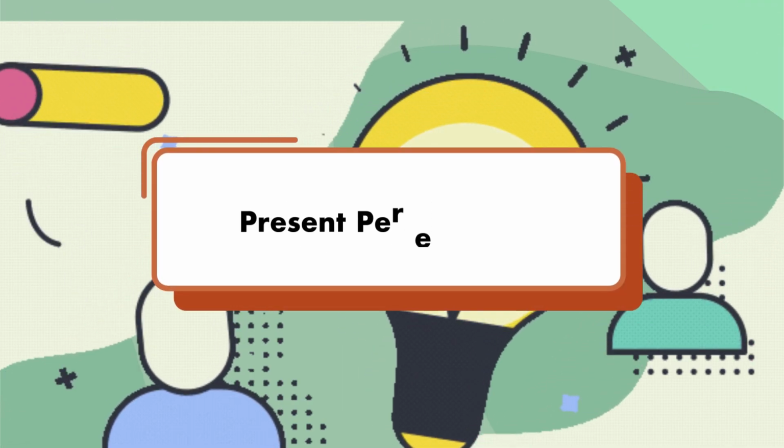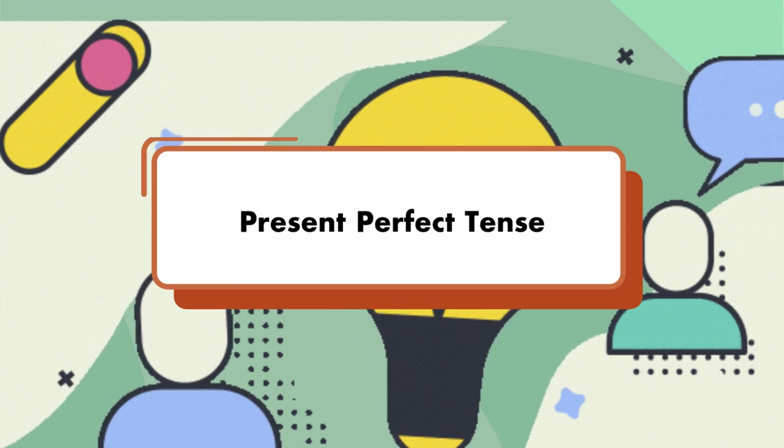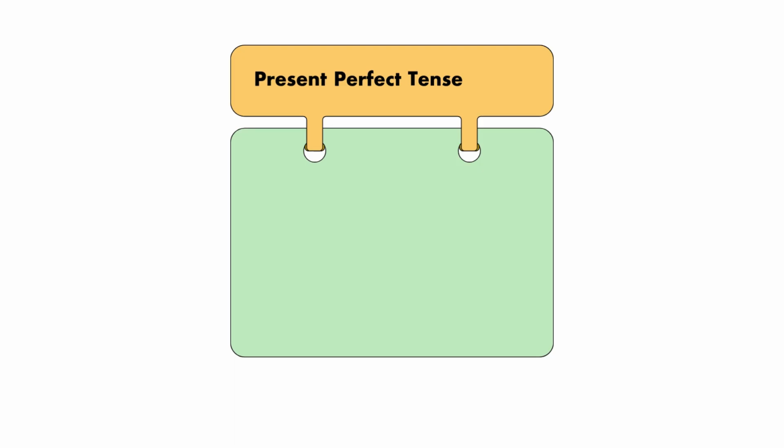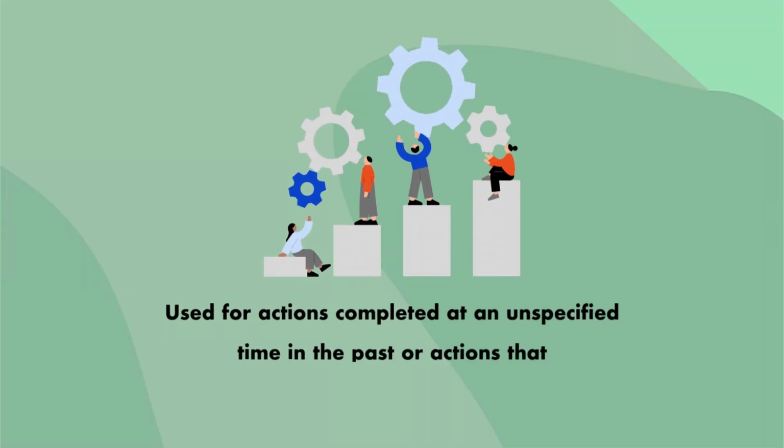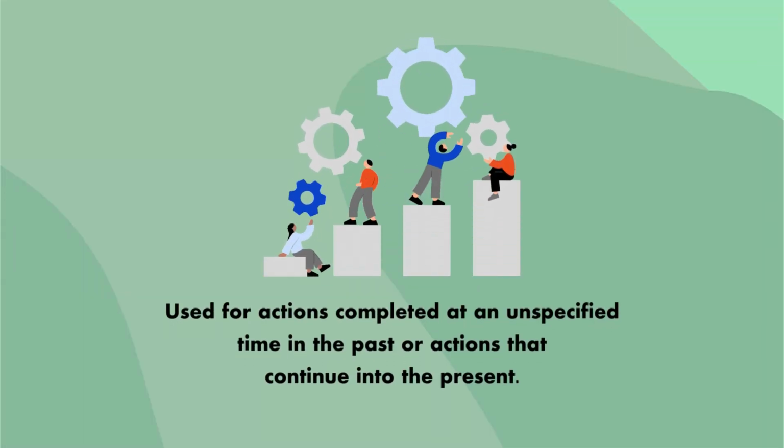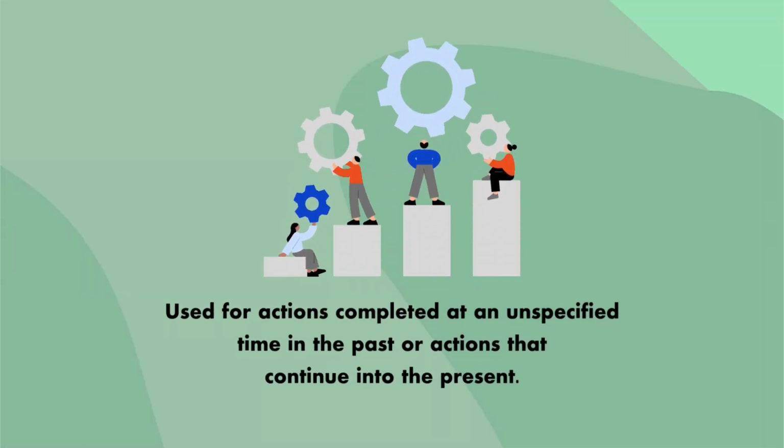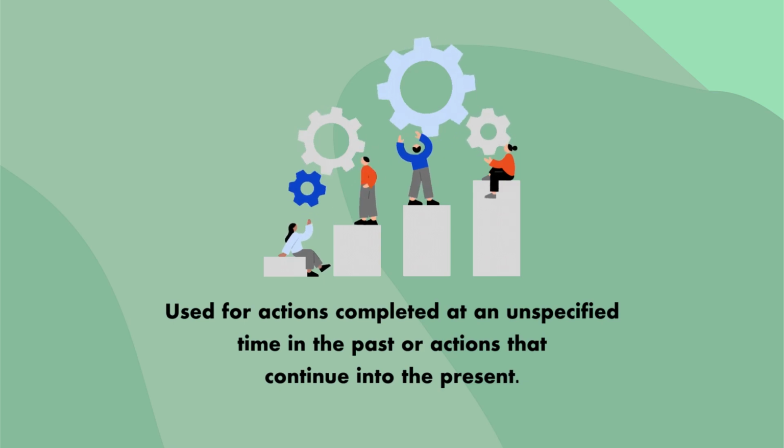Now, we will discuss present perfect tense. Let's see the form of the present perfect tense. Subject plus has, have plus past participle. Present perfect tense is used for actions completed at an unspecified time in the past, or actions that continue into the present.